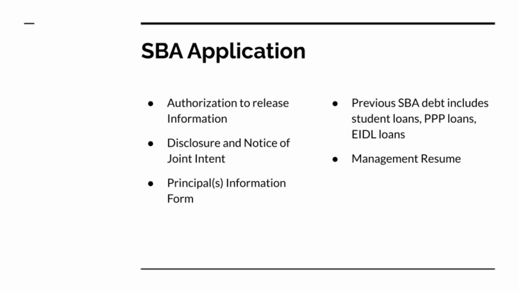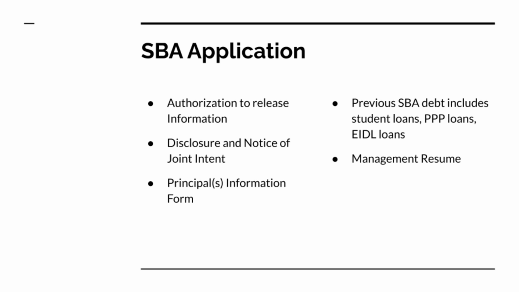Then there'll be the disclosure and notice of joint intent, which you would just sign saying that you are fully aware that if any negative information is furnished on your credit report, you have the right to look at that information from the credit reporting agencies. There's also the joint intent if you are filing jointly with other owners of the business.